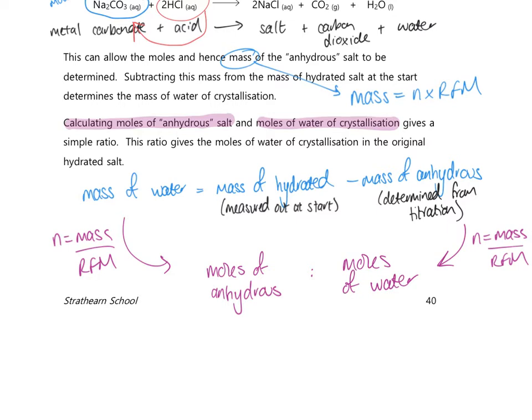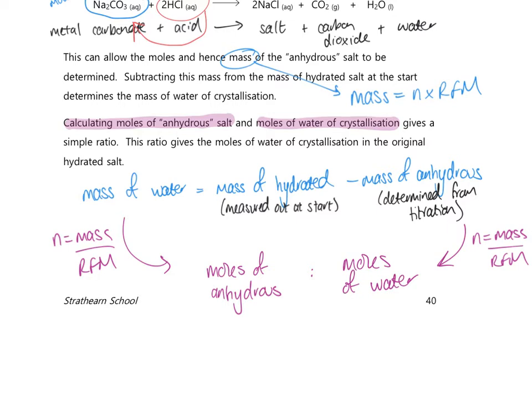At this stage, it's very similar to the calculations that you would have done earlier on in Unit 1. But how we determine the mass is slightly different. We're determining the mass of the anhydrous salt by dissolving it, forming a solution of it, and then titrating it.